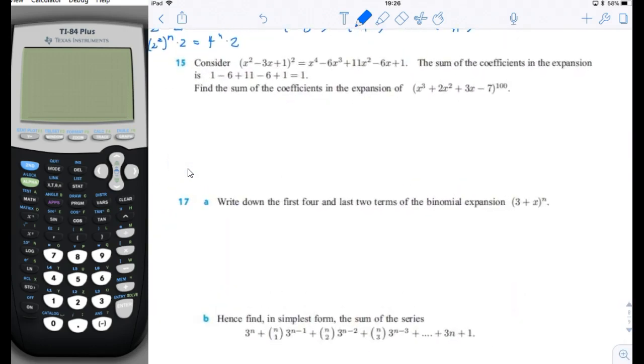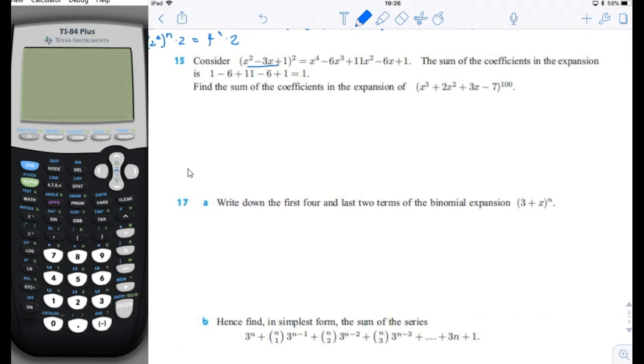Consider the expression (x squared minus 3x plus 1) squared equals x to the 4th minus 6x cubed plus 11x squared minus 6x plus 1. The sum of the coefficients in the expansion is 1 minus 6 plus 11 minus 6 plus 1. And if you add all those together, you are going to get 1, right? 1 minus 6 is negative 5, negative 5 plus 11 is 6, 6 minus 6 is 0, plus 1 is 1. Okay? So, yeah, that's true.